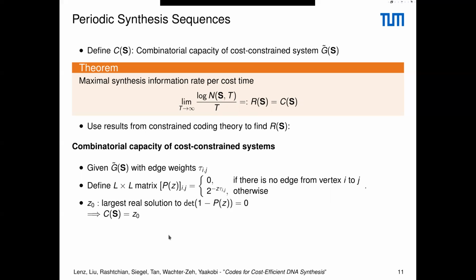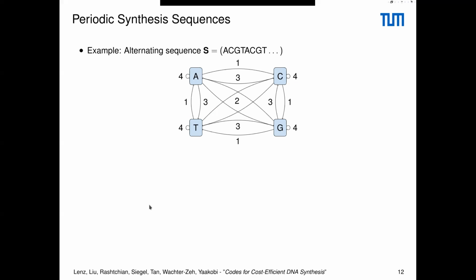Yeah, then if we find the largest solution to the determinant equation, the determinant of 1 minus this matrix P of Z equal to 0, then we know that the capacity of the constraint system is equal to Z0. This is a well-known result from constraint coding theory, and we can use it also in our case.